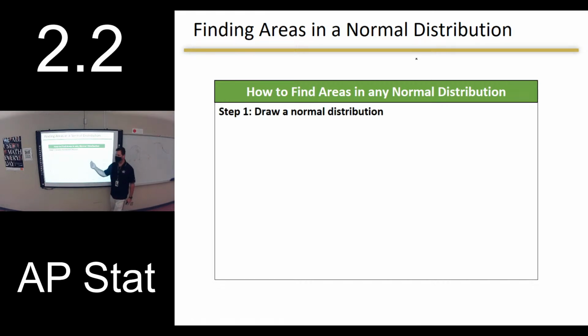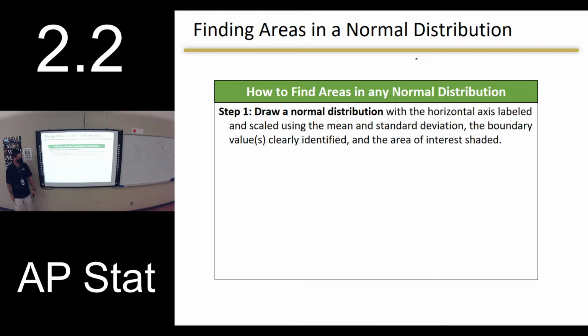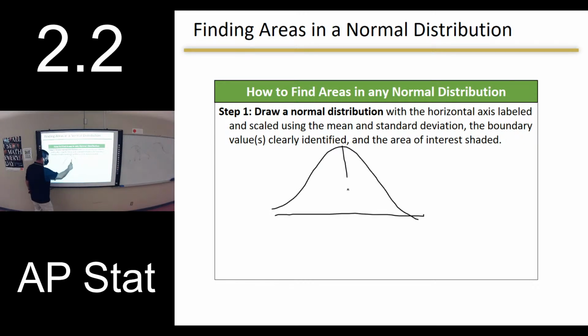So the very first thing, you're going to draw the normal distribution. Draw it. Doesn't have to be beautiful, doesn't have to be perfect, just draw it. Don't write all this other stuff down if you don't want. Horizontal axis labeled. Scale it using mean, standard deviation, boundary values. Don't write all that stuff down. You just want to draw it and put the mean and the standard deviation on it. You're going to put whatever the mean is, and whatever the standard deviation is.